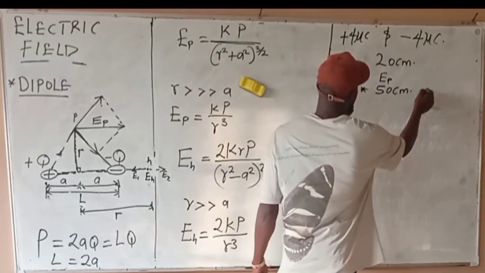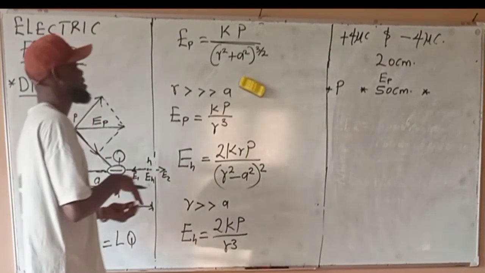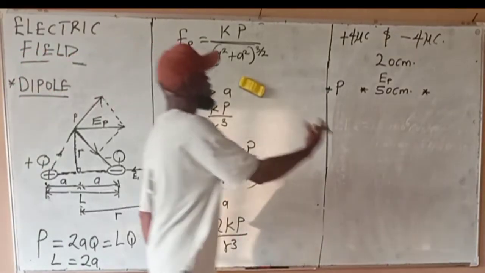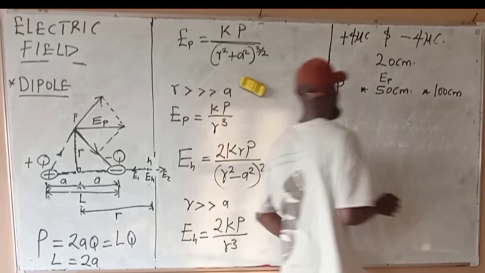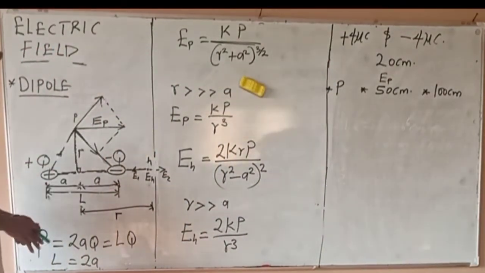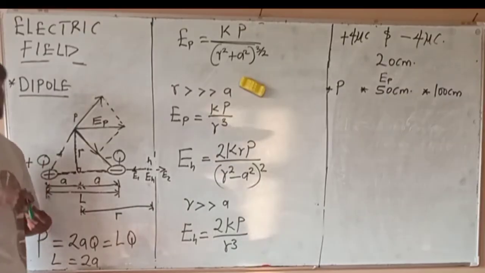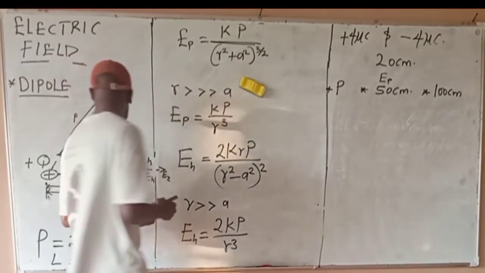Then the third, that is for C now: also obtain the electric field at an axial distance of 100 cm from their midpoint. So this is the question we're going to go through now.